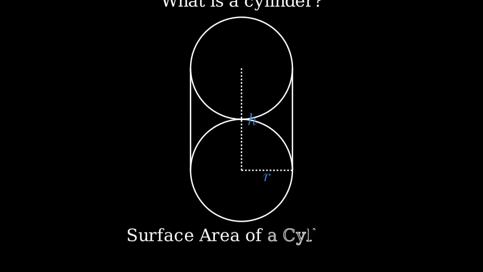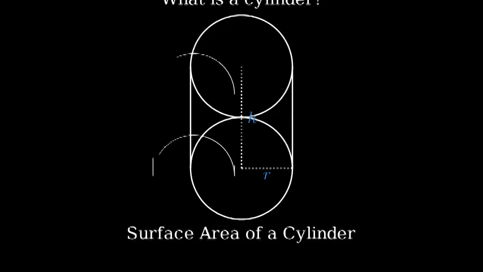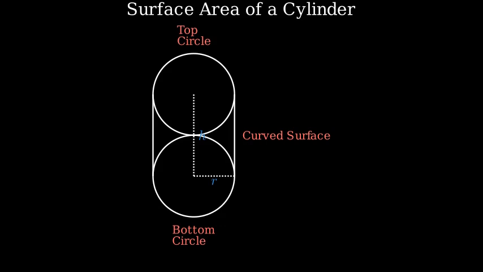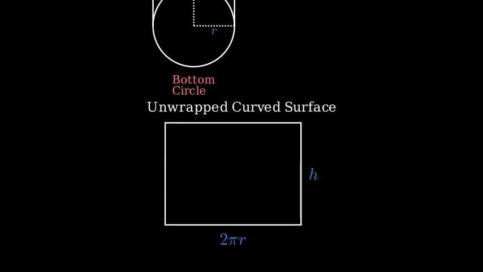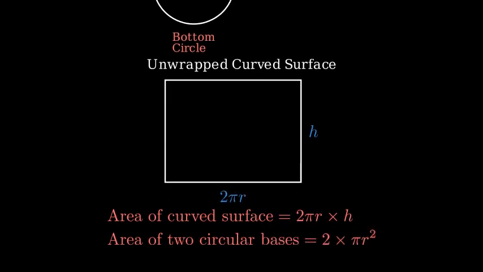Now, let's calculate the surface area of a cylinder. The surface area consists of three parts: the top circular base, the bottom circular base, and the curved lateral surface that wraps around the side. If we unwrap the curved surface, it forms a rectangle. The length of this rectangle equals the circumference of the circular base, which is 2 pi r. And the width of the rectangle is the height h of the cylinder.